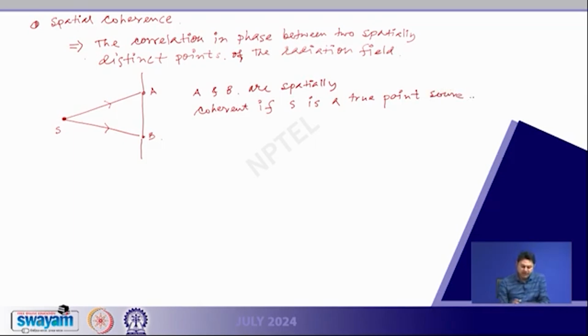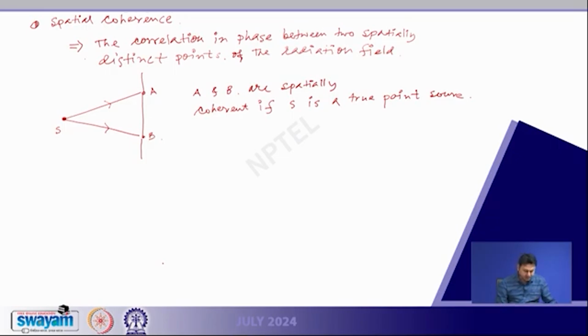What is the meaning of that? That means there is no spatial distribution over this source, and if there is no spatial distribution, then the definition, the correlation of the phase between two spatially distinct points, does not apply here; there are no two distinct points, it is only one point. So, since there is only one point, automatically these 2 points A and B have a proper phase relationship. That is why A, B are called spatially coherent.